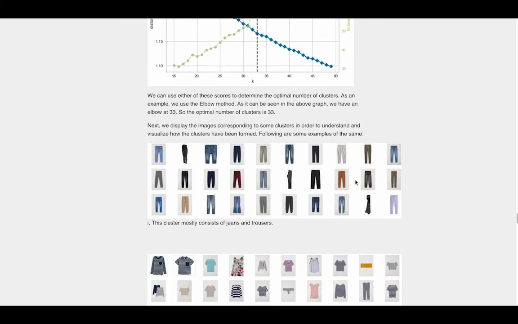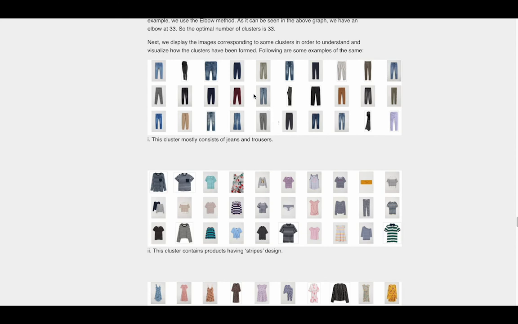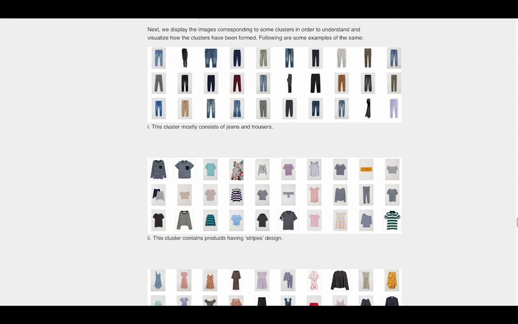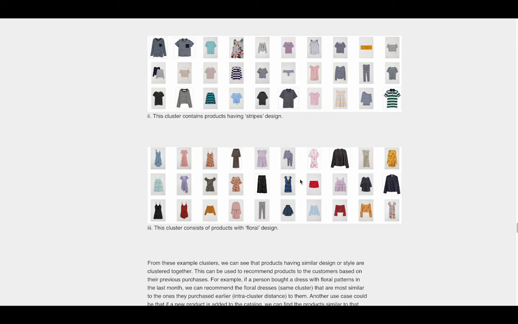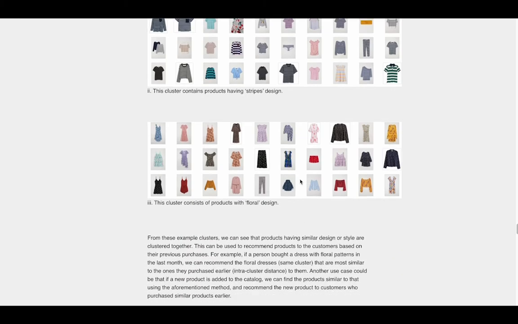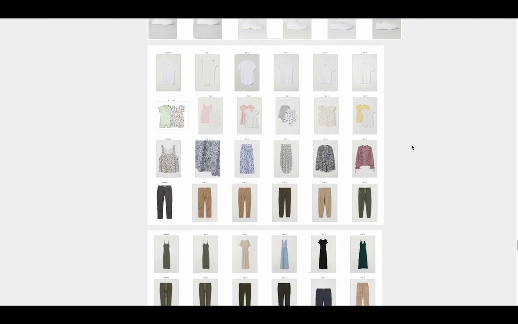In the following images below, notice how similar products are clustered into the same cluster, that is, jeans and trousers are part of the same cluster, and all tops with the stripes design are part of another cluster, whereas all floral designs are clustered together. This is promising. The images below show the results of our k-means similarity-based recommendation system. On the left is the query image, and the 5 images on the right, top 1 through top 5, are the top 5 recommendations based on the query image.